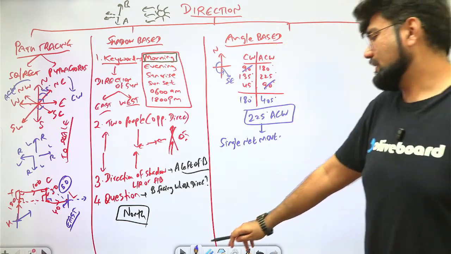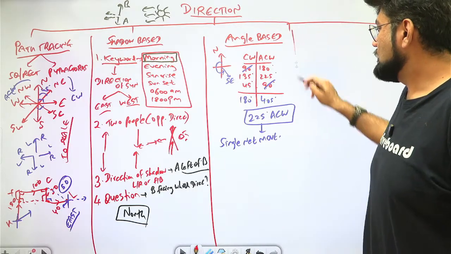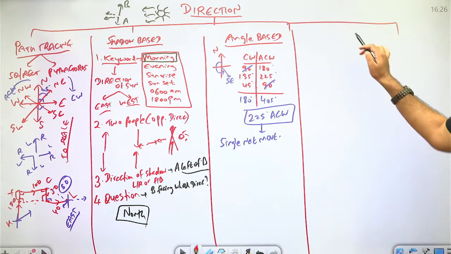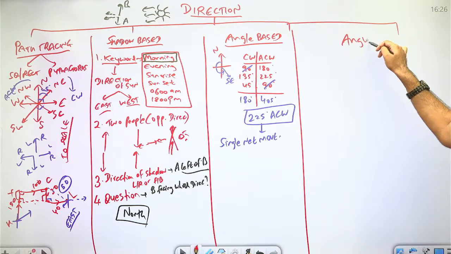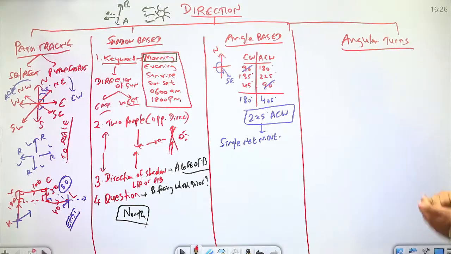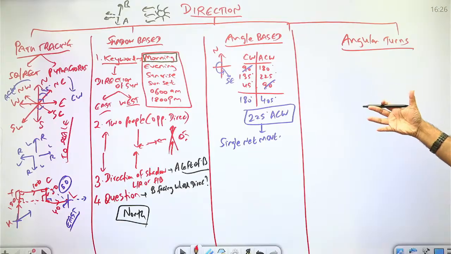Now, so far in your SSC exams, you will see questions only from these categories. You will see questions from these three categories majorly. You will almost never come at this position. Angular turns. Okay, but you need to know this. This can be used as a fact against you in an exam and then it will become difficult.